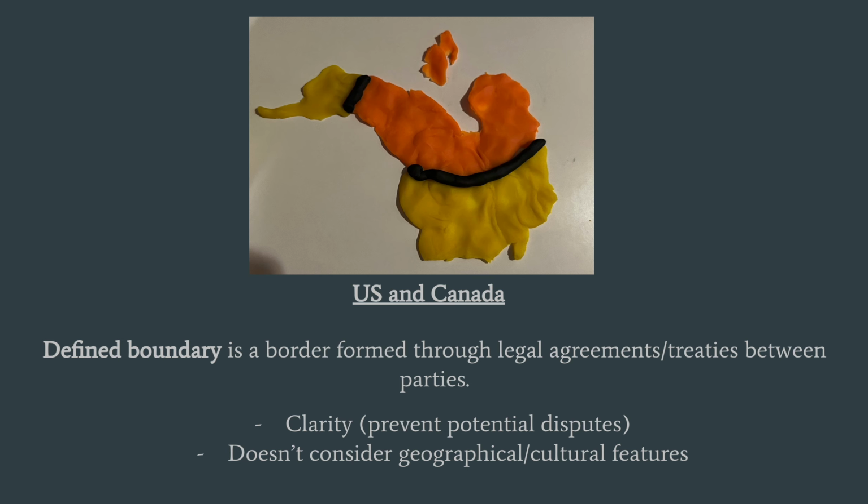So, starting off with defined boundary, it's basically something that's formed through legal agreements. A great example is the border between the US and Canada, which can be seen in this image above right here, the Plato example. So, the black ones are the borders, and we can see that there's the border between the US and Canada, which were formed through multiple treaties, such as the Treaty of Paris.